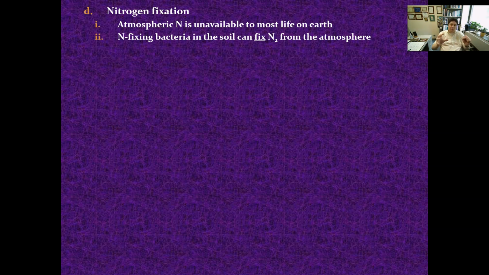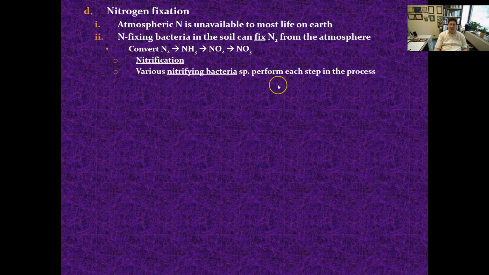And what they do is they take that nitrogen from the atmosphere and they convert it to first ammonia, then nitrite, and then nitrate. This is a process called nitrification. And different types of nitrifying bacteria perform each step. So you have nitrogen-fixing bacteria take in the N2 from the atmosphere. Other species will do this step, then this step, then this step.